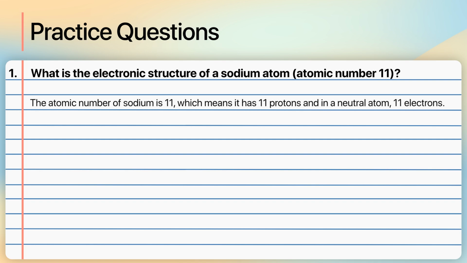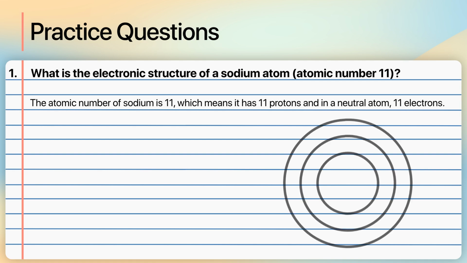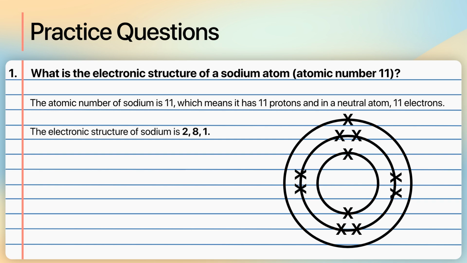The atomic number of sodium is 11, which means it has 11 protons and in a neutral atom, 11 electrons. So we place the first 2 electrons in the first shell. We can draw them on our diagram as crosses like this. The next 8 electrons go into the second shell. The remaining 1 electron goes into the third shell. So the electronic structure of sodium is 2, 8, 1.